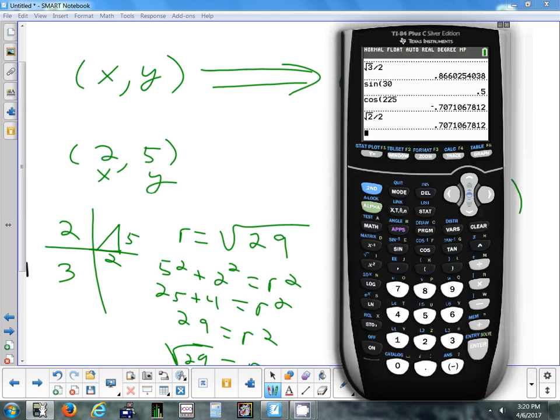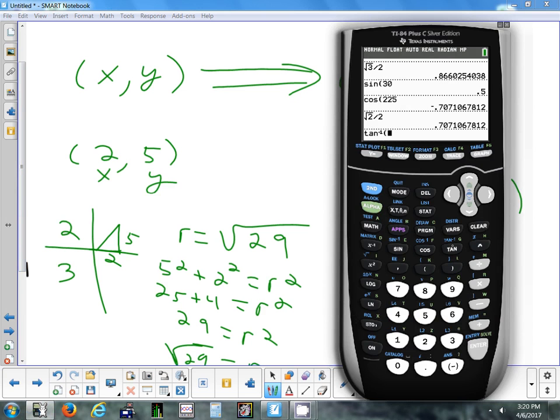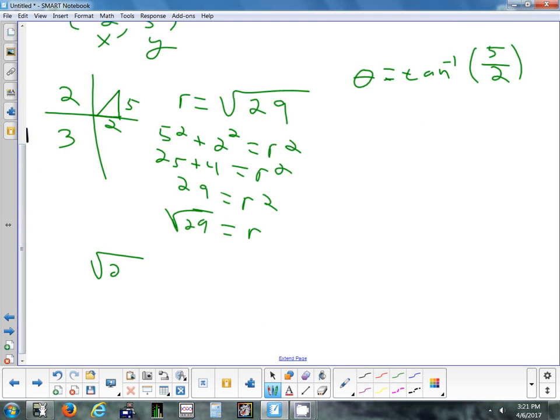Okay, so if I do this in radians, I just switch to radians. So inverse tangent of, I can just type 2.5, it's just as easy as typing 5 over 2. And I get 1.19 radians. Okay, so my final answer is square root of 29, and do I need to label 1.19? Do I need to put RAD on it?